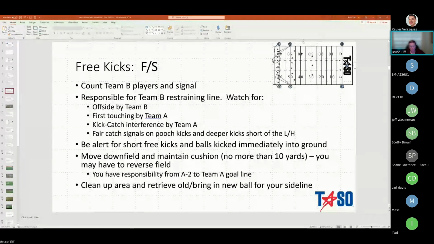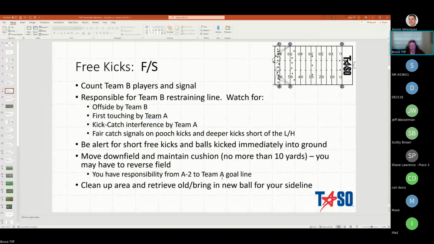And then you kind of want to read the return as you're focusing on your key, so that you don't get too close to your H. You guys maintain that push-pull kind of mechanic based on where the return is going. And remember, you're going to have to reverse field on a long return, and you're going to have responsibility from the A 2-yard line to the team A goal line.